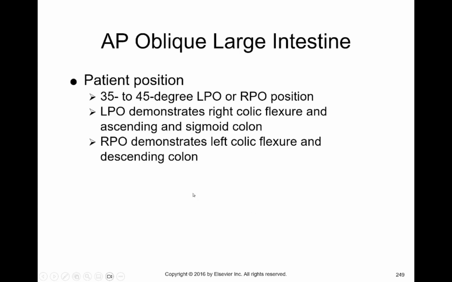So now we're just going to talk about the AP obliques. So we're going to do bilateral obliques. They're going to be 35 to 45 degrees, LPO and RPO. You're going to do both of them. I know that says or, but in context, it's saying one at a time. So LPO or RPO, you're going to do both. So what we're going to see then is different things on those views.